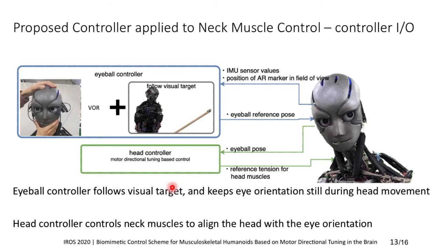Next, we have applied the proposed controller to neck muscle control. The eyeball controller follows the visual target and also keeps the eye orientation still during head movements. The head controller uses the motor directional tuning-based control, and it controls the neck muscles to align the head with the eye orientation. The two controllers are coupled only by the eyeball joint angle, but are able to work together to create coordinated target-following movement.